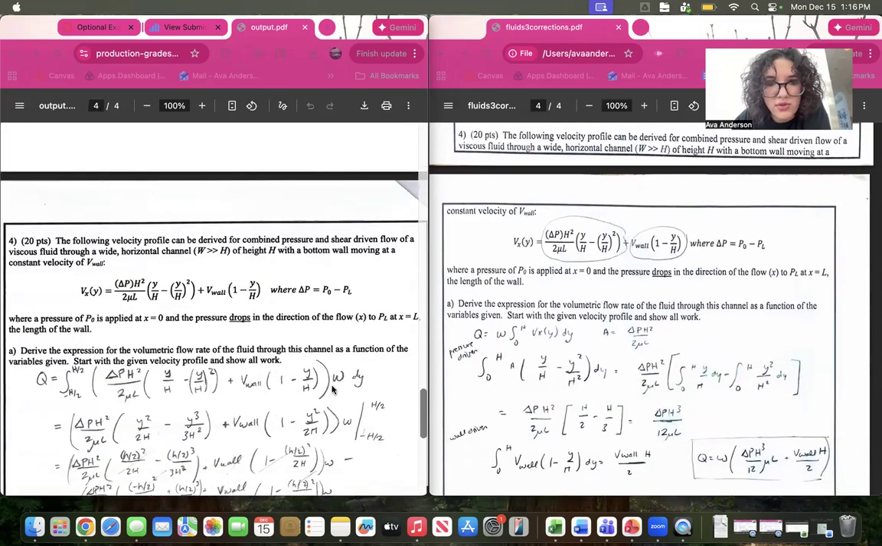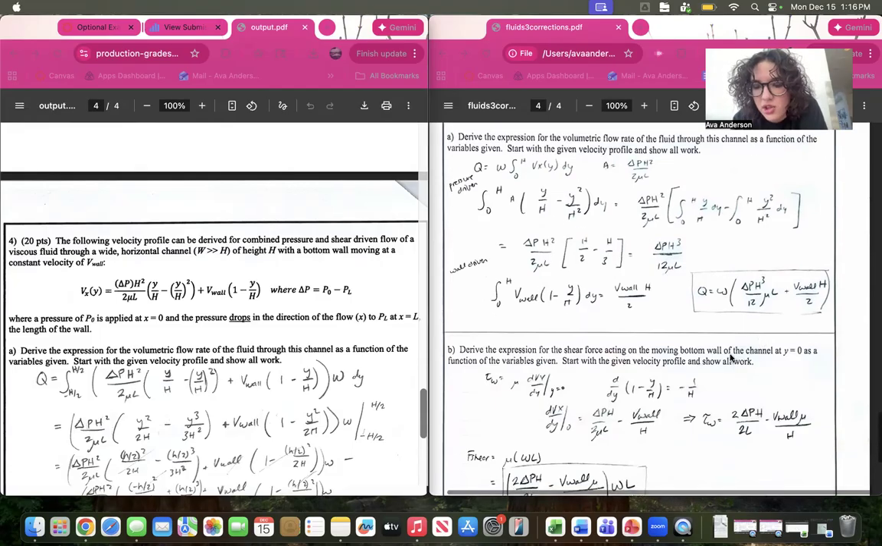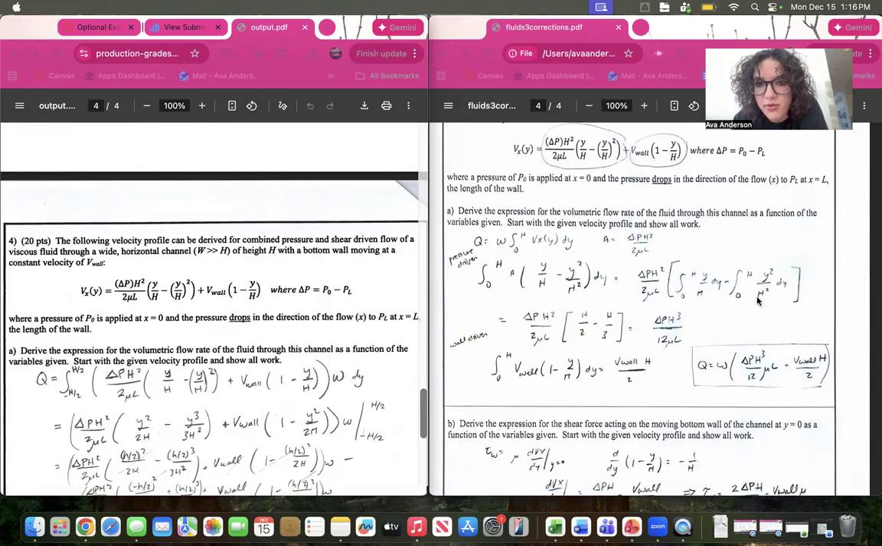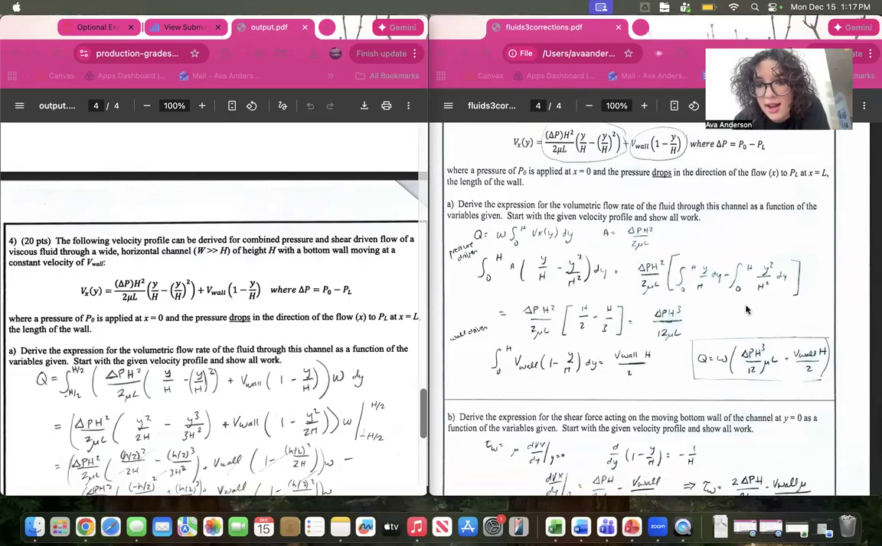And finally, for question four, it gives you the velocity profile, and you're solving for the volumetric flow rate and the shear force from that velocity profile. So to solve for the volumetric flow rate, that's W times the integration from 0 to h of the velocity profile that they gave you. I split it up into two different parts to make the integration easier. I solved for the pressure driven part first, then the wall driven part second, and then added those together and multiplied by W to get Q.